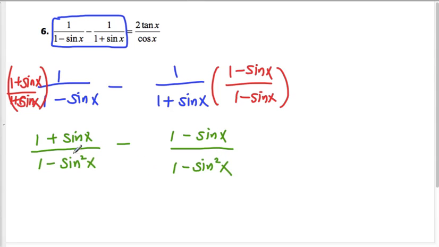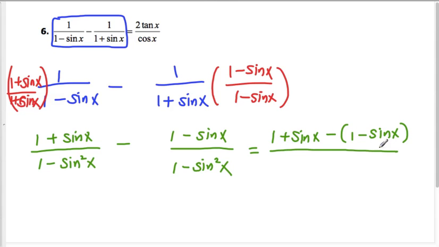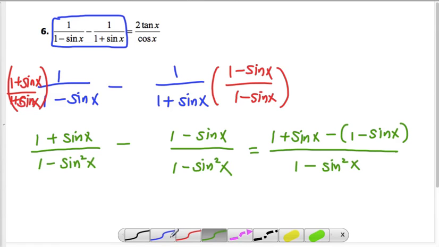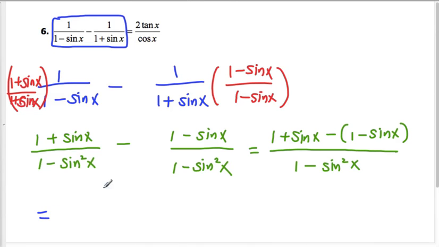Now that my denominators are the same, I can combine them. So 1 plus sine x minus 1 minus sine x is my numerator, and my denominator is 1 minus sine squared x. From there, I'm going to change my color back to blue, and I notice that on top this negative will distribute, so 1 plus sine x minus 1 plus sine x, so I get 2 sine x over, that's cosine squared.